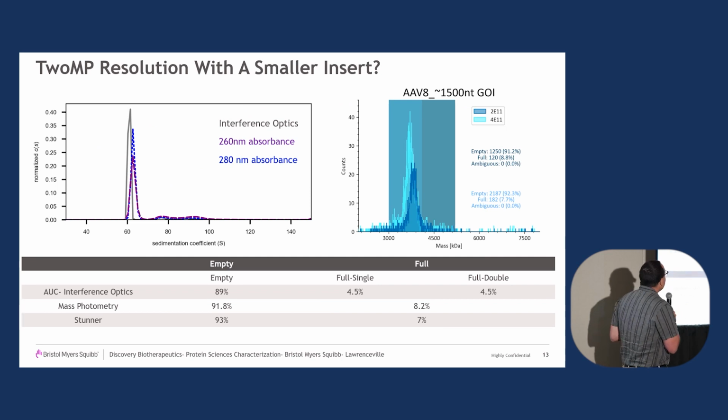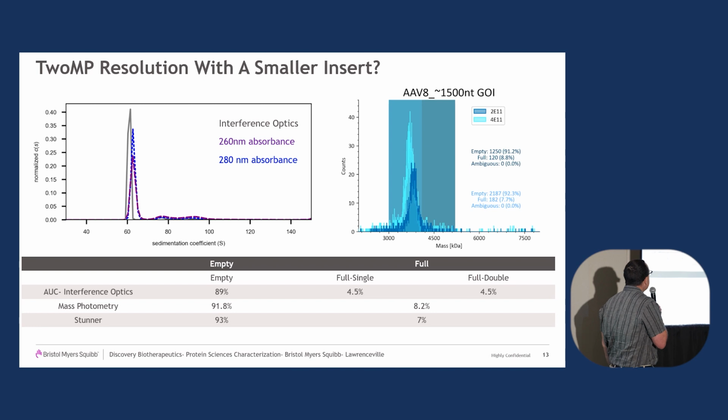One thing that I wanted to touch on a little bit is the resolution with the 2MP, especially with a smaller insert. In this case in particular, we're looking at an AAV serotype with a 1500 nucleotide gene of interest. And when we run this on AUC, we are able to see 2 distinct peaks that are different from our empties, and this would be a full as well as a doubly loaded full, or something that is being inserted twice. When we look at our mass photometer, we are getting the same types of percentages. We're looking at 8.2% full from the mass photometer, whereas we're getting about 9% total full from the AUC.